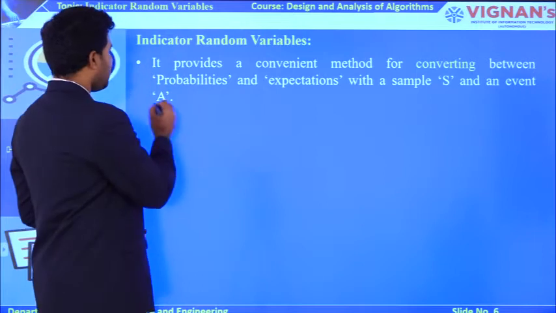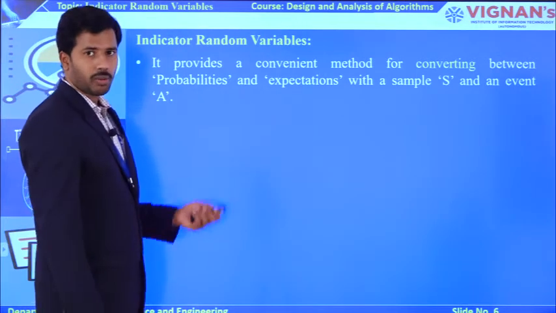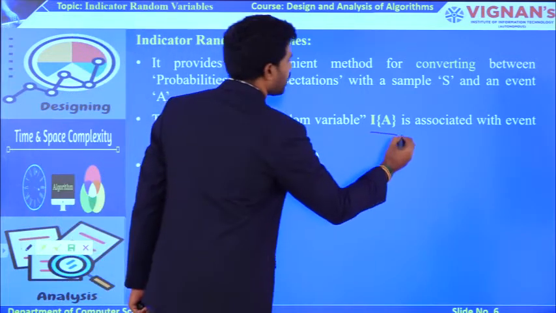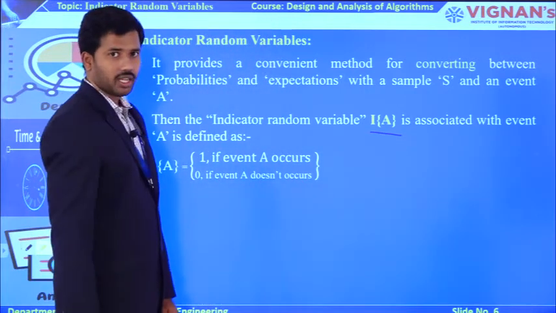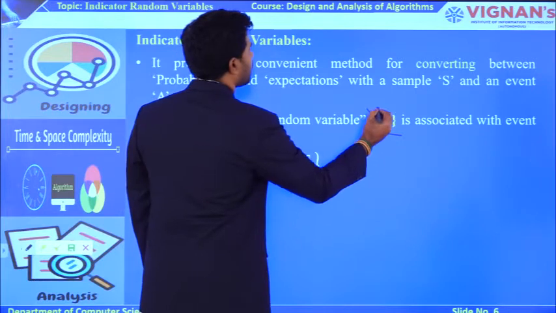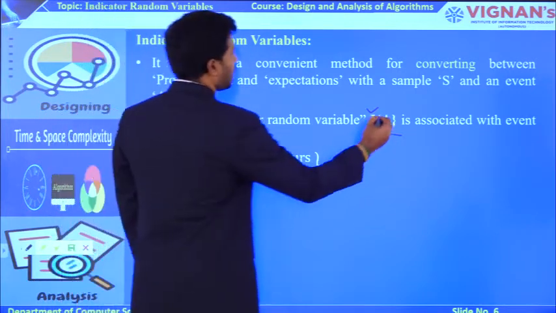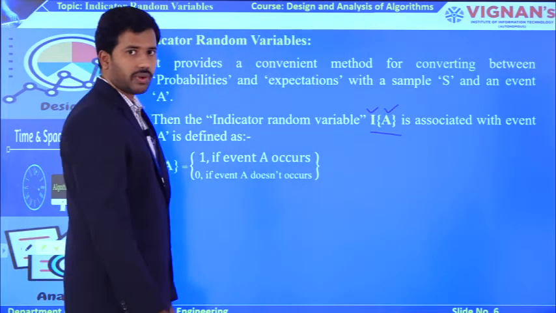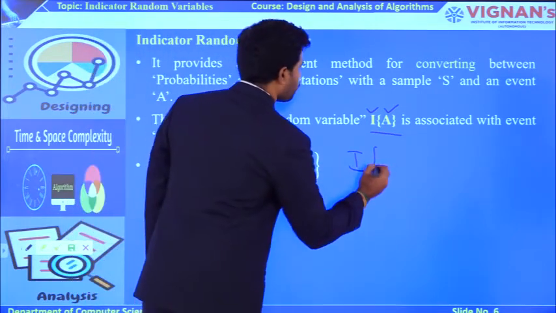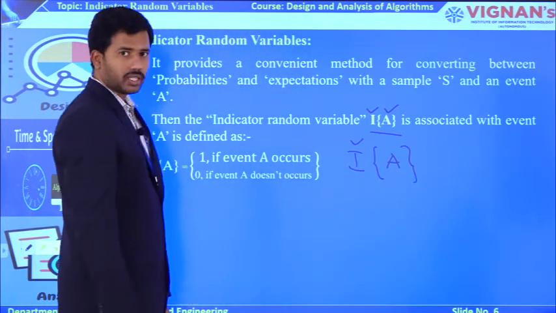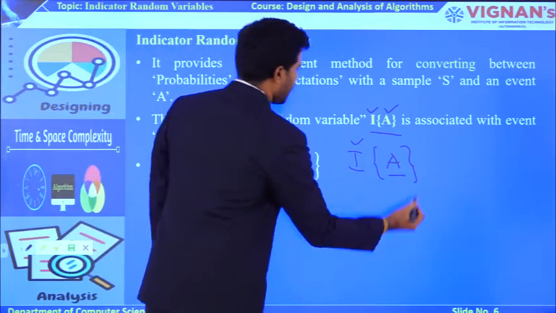So with the help of event A, you are going to get the probability value. Every indicator random variable is going to be indicated by I of A. So I is nothing but the indicator random variable method you are applying for the event A. So that's the notation I of A. You are applying an indicator random variable method for an event A.